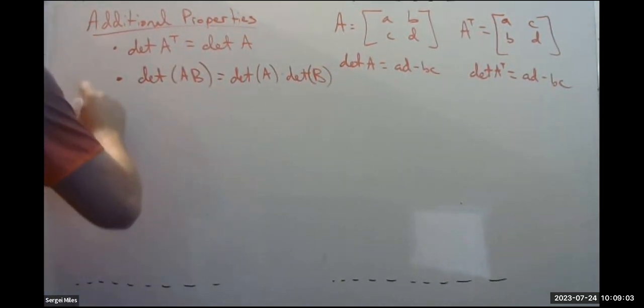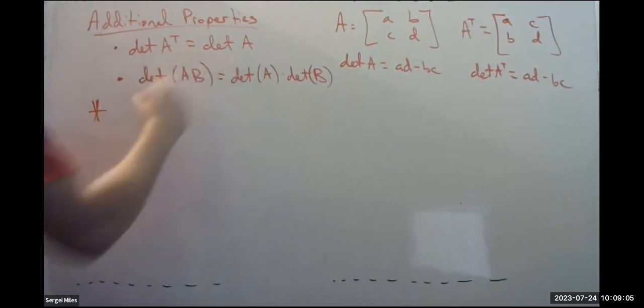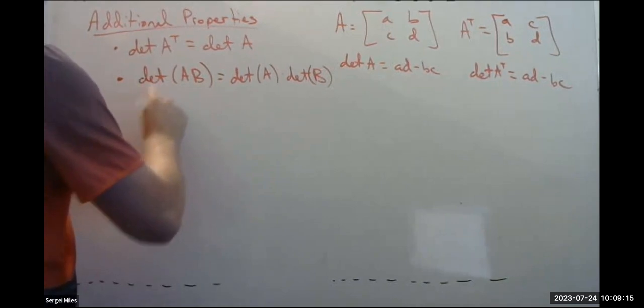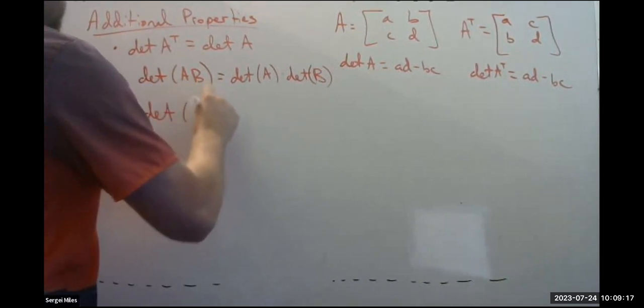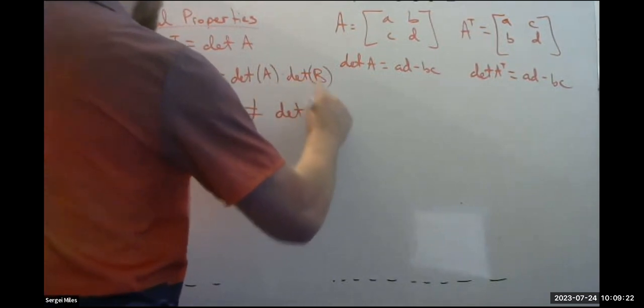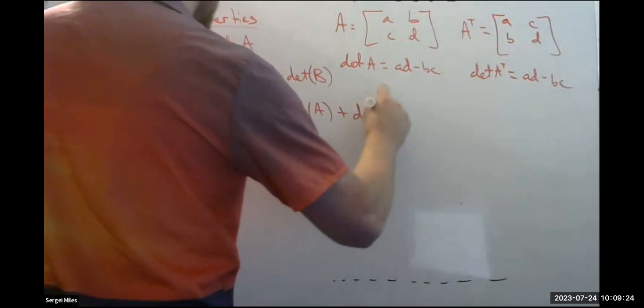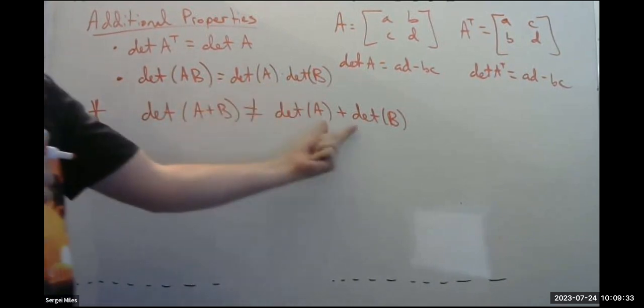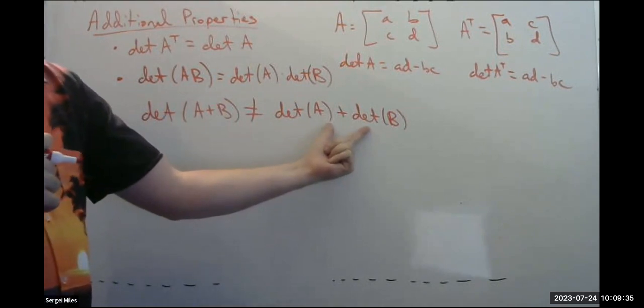Now, there is a warning here I want to highlight. You cannot distribute the determinant over all operations. For example, if you have the determinant of A plus B, you cannot pull this apart into the determinant of A plus the determinant of B, right? So it's only matrix multiplication that allows us to pull it apart into two separate determinants. But if there's a plus sign, there's nothing you can do about it. You can't pull it apart. This does not work, right?